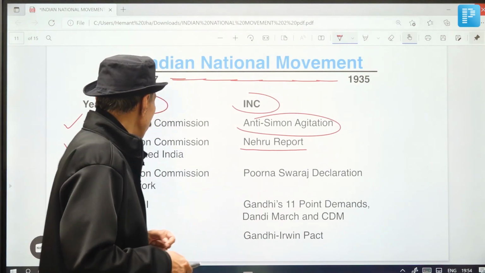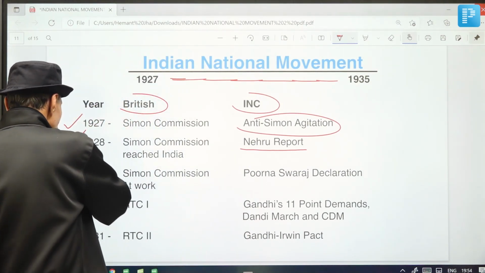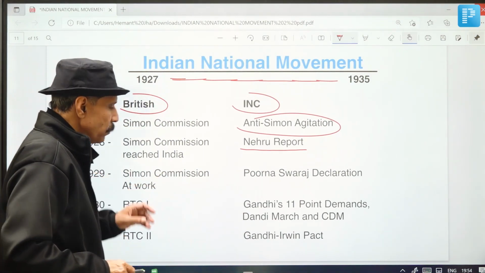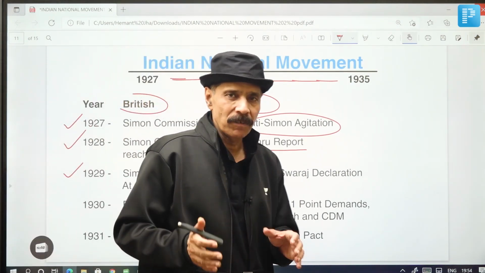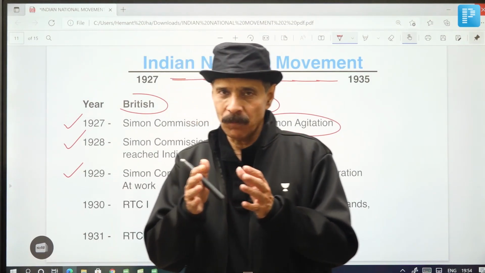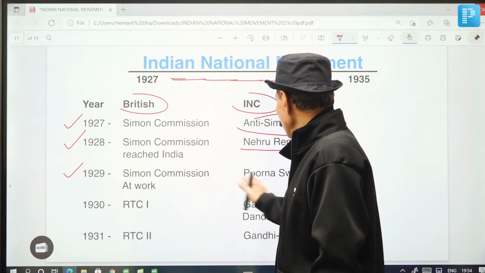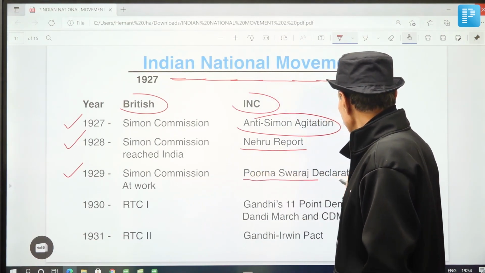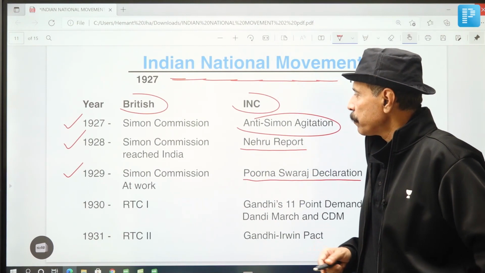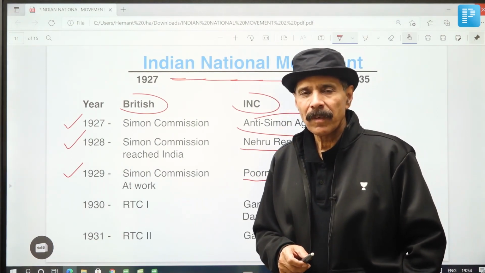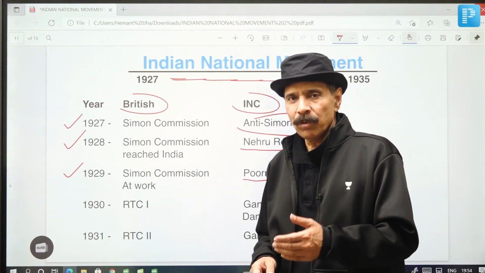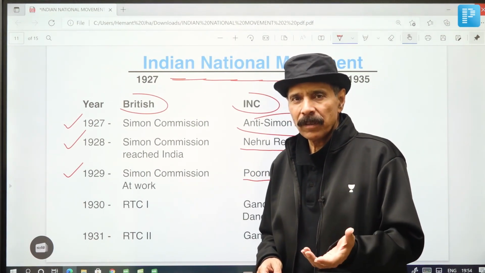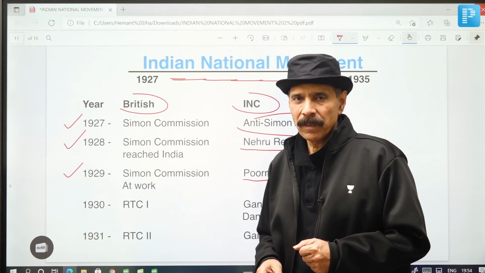And the next point is related to the year 1929. Simon Commission at work. Simon Commission arrived in India in 28 and started working. And on this side you find Purna Swaraj Declaration. And how the idea of Purna Swaraj emerged, I have discussed already.